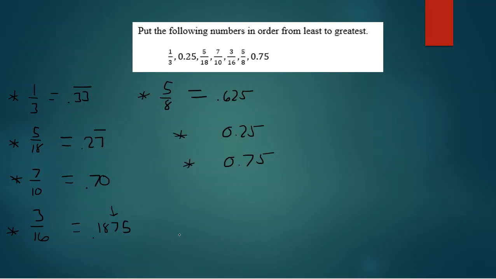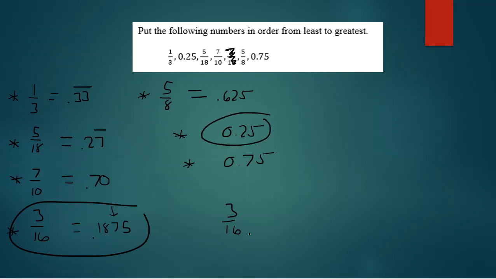Okay, so if we're going from least to greatest, you guys can see that this one right here, this approximately 19 cents, that would be our very smallest. Okay, that'd be our least amount. Okay, and then from there, it looks like it would be this one.